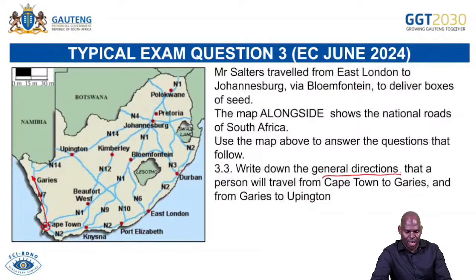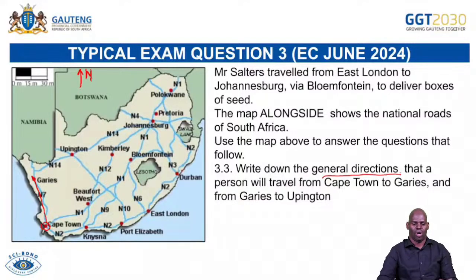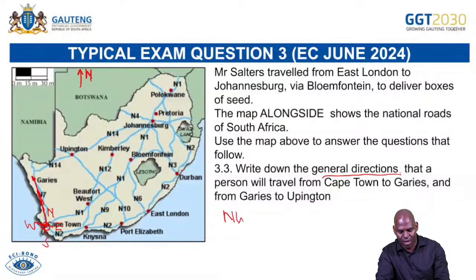Okay, so in this case, we need to find the compass direction. The compass direction is not indicated on the map the way it's supposed to be. I think it was cut off from the original map. So the north in this case is going to face up. If they say write down the general direction that a person will travel from Cape Town to Harris, if I complete the compass there, you can see that this is between north and west. So this will be northwest for the first part of the question.